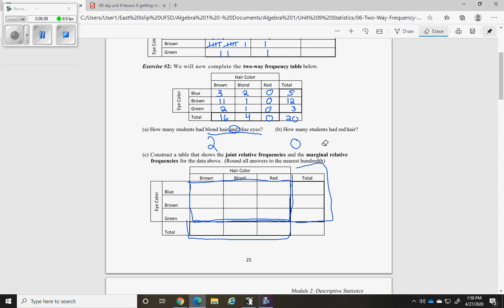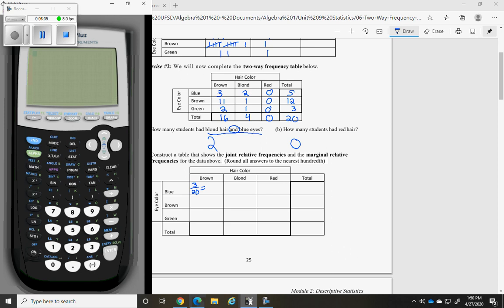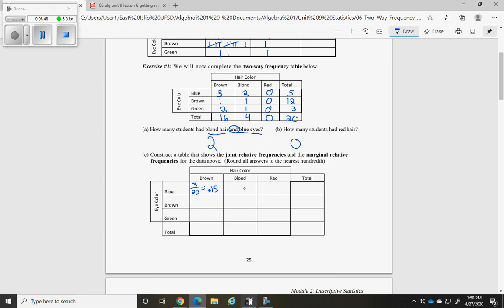So you're going to want to have your calculator for this part. Notice it says that we're going to round all answers to the nearest hundredth. I like to first write it as a fraction and then change it to a decimal. So the number of people who had blue eyes and brown hair were 3 people, but there were a total of 20 people surveyed, so this is a 3 out of 20. And then you change the fraction 3/20ths into a decimal to the nearest hundredth, which is 0.15. And you do that for all of these.